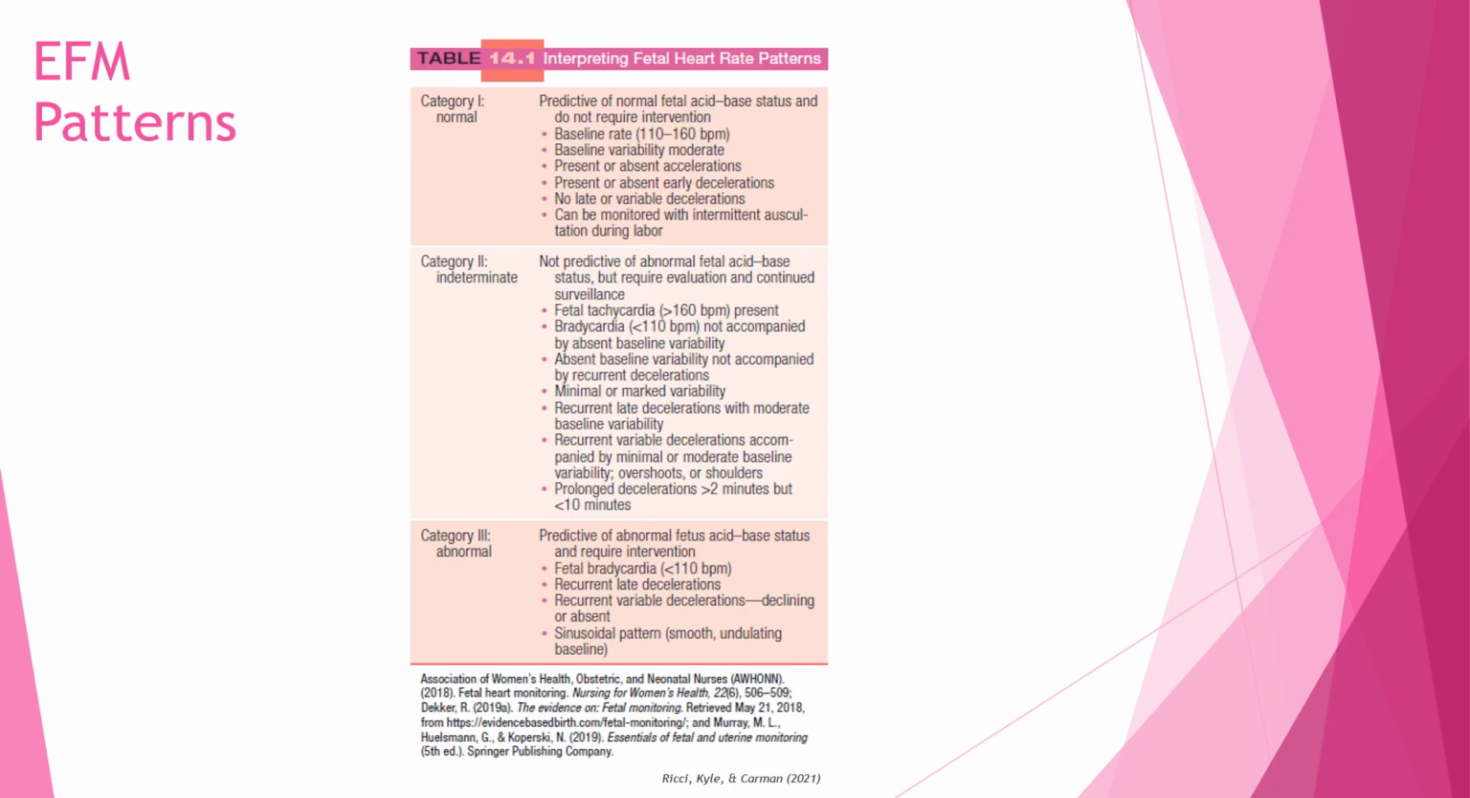Fetal heart rate patterns are placed into categories, not something you need to stress about, but just know that a category 1 is normal. Category 2 is indeterminate. You do mostly see category 2s. These are very typical, especially as labor turns more active. You start to have little decelerations here and there, and nurses intervene. Category 3, you need to know, is not normal. This is bad. This can result in an emergency to the OR.